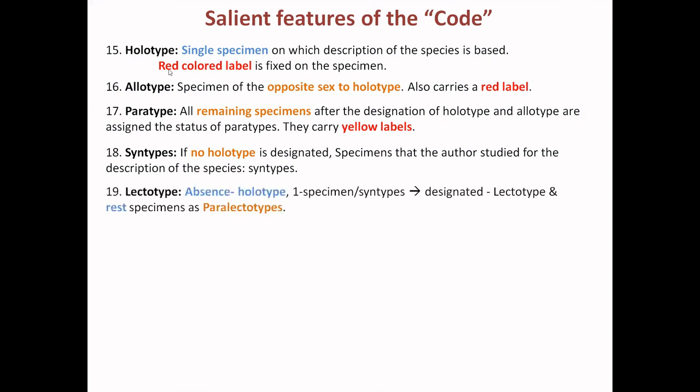Then the lectotype. In the absence of a holotype, any of the syntypes can be designated as a lectotype. So it is a type of syntype, chosen when there is no proper representative. The one specimen from the syntypes that properly represents the organism will be tagged as the lectotype. So this is only given when there is no holotype specimen. Like the paratype here, there is the paralectotype. So all the remaining specimens are the paralectotypes.